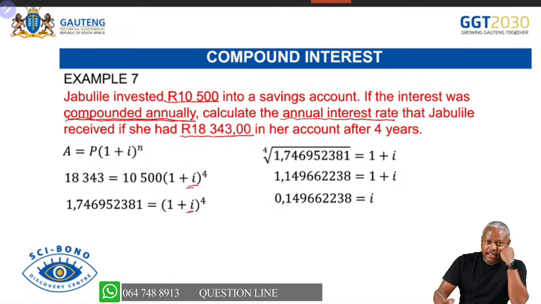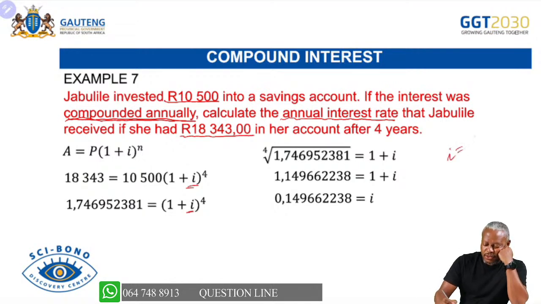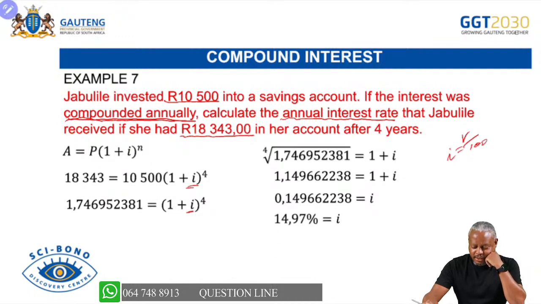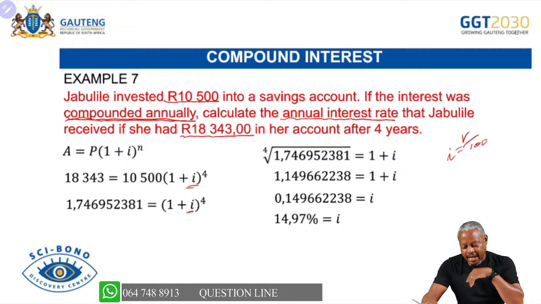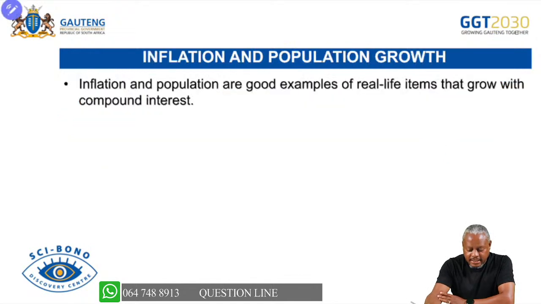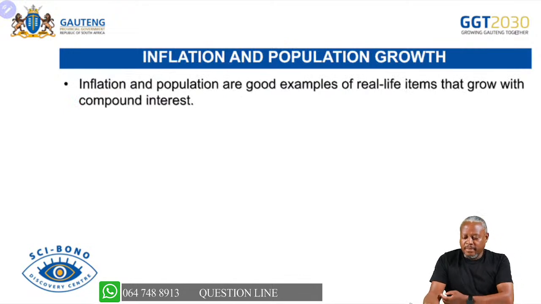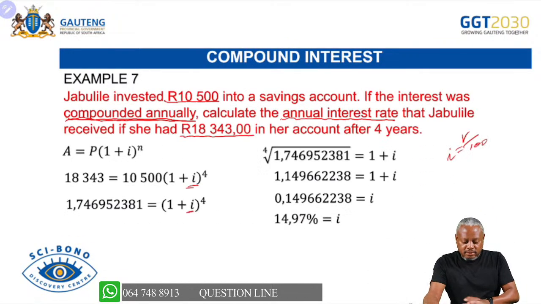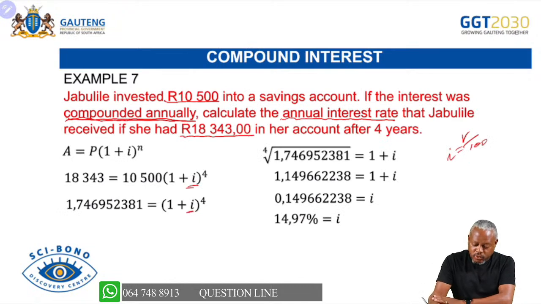Remember, our I is equal to R over 100. Please don't forget that. You just multiply by 100 to make R the subject of the formula. How much do you get? I is 14.97%. Then our I is equal to 14.97%. Can we proceed now?